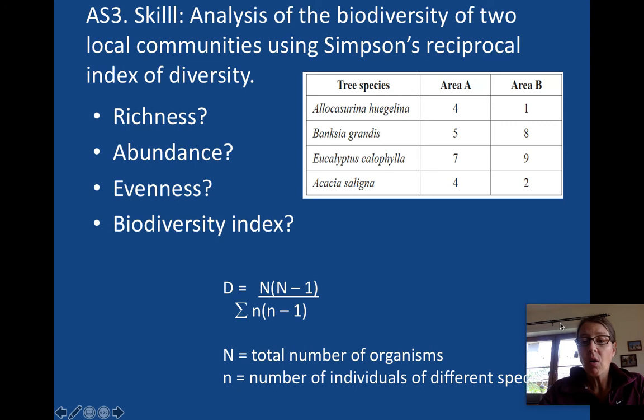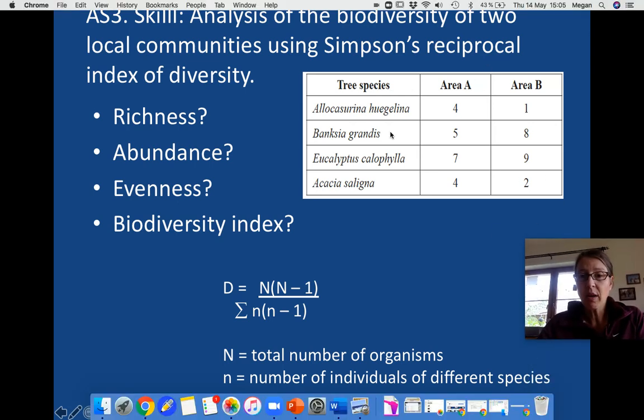So I'm going to show you an example. Here we've got two areas, area A and area B. If we were to look at the richness for area A, there are 1, 2, 3, 4 different species. Right now we're just going to concentrate on the trees. So the richness would be 4. And guess what? Area B also has 1, 2, 3, 4 species. So the richness is 4.